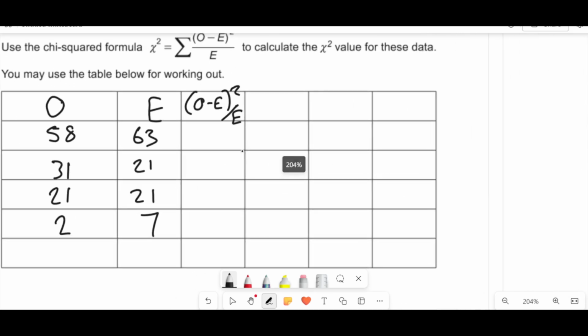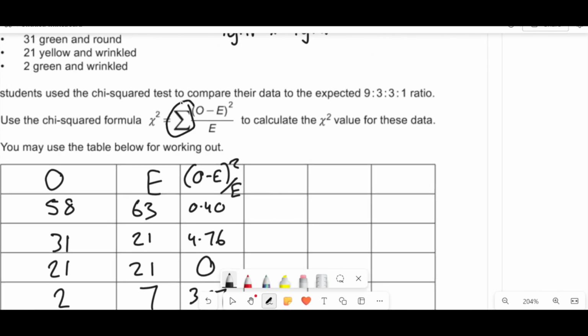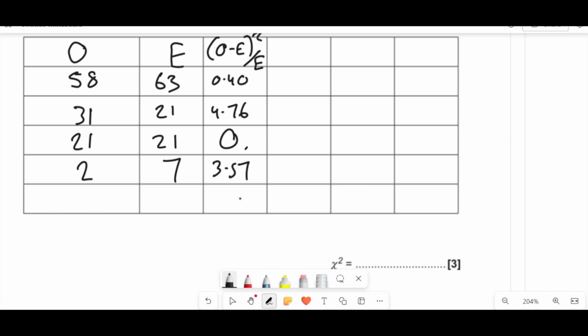So then to work out the observed minus the expected squared, it would just be, for example, here, 58 minus 63, all squared over the expected, which is 63. Now, if I just skip ahead and do that, we eventually end up with 0.40, 4.76, 0, and then 3.57. Now, this formula, chi-squared, this thing means sigma. It's adding up all of these. So if you're doing sigma of the observed minus the expected squared over E, it's basically all of these added up. You can add all these up, which gives you 8.73, like that.